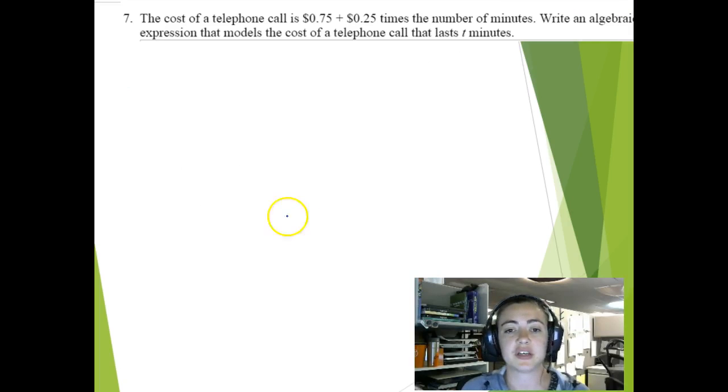For number 7, it says the cost of a telephone call is 75 cents plus 25 cents times the number of minutes. Write an algebraic expression that models the cost of a telephone call that lasts t minutes. So we know our variable is t equals the minutes, or the number of minutes.